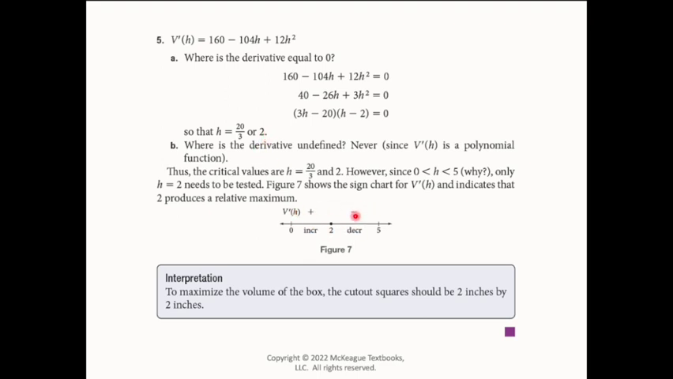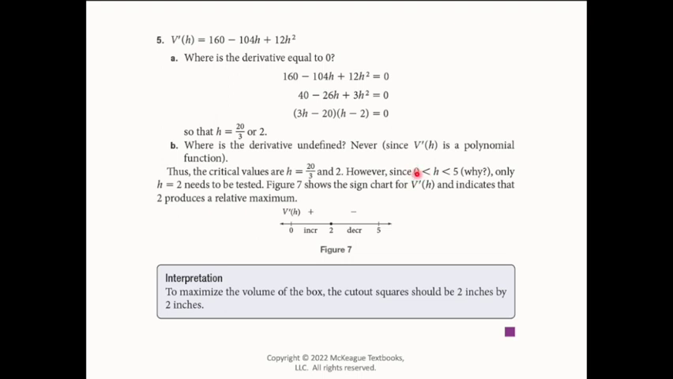Now, in this case, we're using a sign chart, and to the left of 2, it's positive, meaning the function is increasing on that interval, and to the right of 2, it's negative because the function is decreasing on that interval. So that means if it's going up and then coming down, this 2 represents a local max.